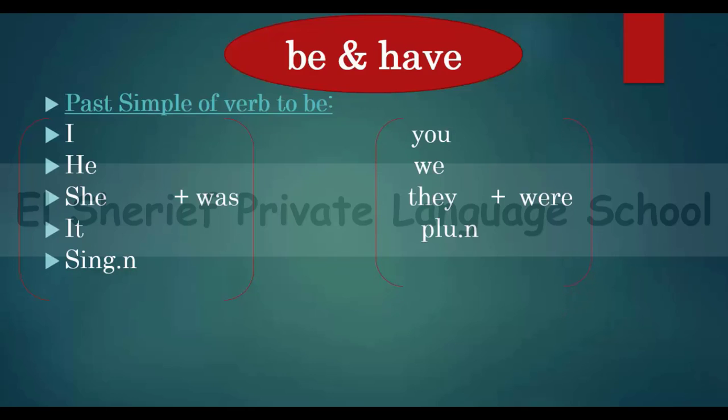And look at these subjects: you, we, they, and any plural noun. You were, we were, they were, the boys or the girls were. So we said I was, he was, she was, it was, you were, we were, they were.